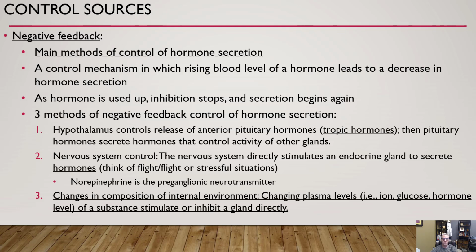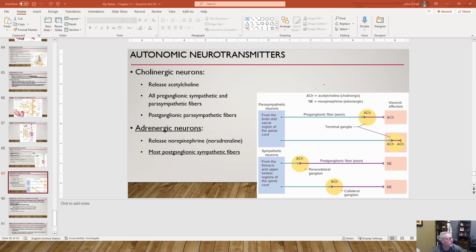All right, nervous system control. The nervous system directly stimulates an endocrine gland to secrete hormones. So here I want you to think of the fight or flight response, or stressful situations. I said norepinephrine is the preganglionic neurotransmitter. If you remember from chapter 11, I believe, we had that slide that has the preganglionic and the postganglionic neurons. All right, I pulled up the notes from chapter 11.